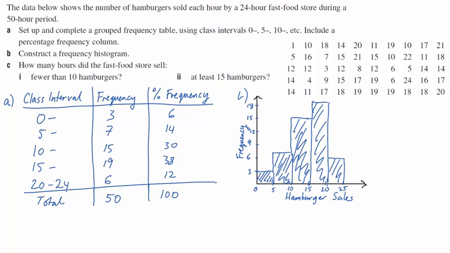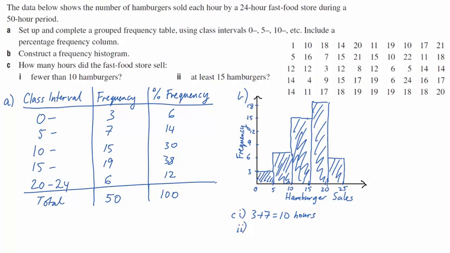Now we've been asked a couple of questions. We've been asked for how many of the hours did the fast food store sell fewer than 10 hamburgers? Well, looking at our frequency table, we can see that 0 to 4 happened 3 times and 5 to 9 happened 7 times. So 3 plus 7 equals 10 of the hours we sold fewer than 10 hamburgers.